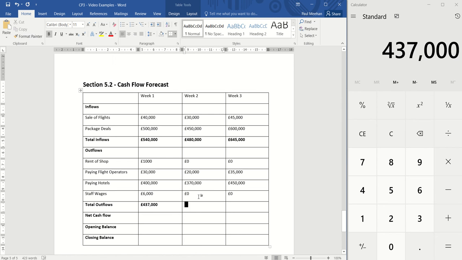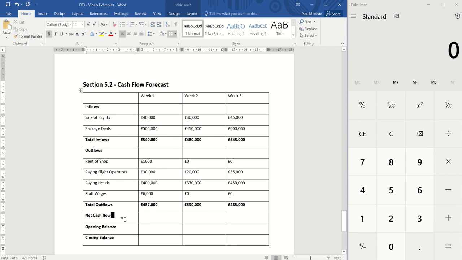It's 20,000 plus 370,000, so we're looking at 390,000. I've been silly and not put a pound sign in there, so there we go. And then the next week, again, there's nothing for the rent of the shop, nothing for staff wages. We are just literally adding together paying the flight operators and paying for the hotels. That's 450,000 plus 35,000. We're looking at 485,000. I did that in my head, just mental arithmetic there. I'm sorry if that was too quick for any of you. I'll try with the next few things to use the calculator.